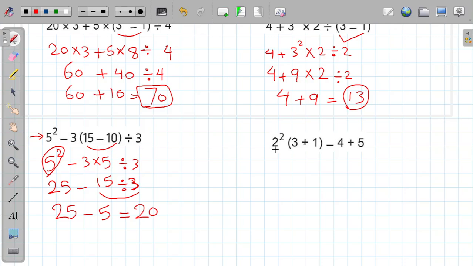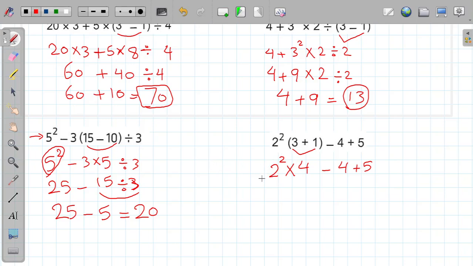The last one here is 2 to the second power times parentheses 3 plus 1, minus 4 plus 5. First, we do what's inside the parentheses. So 3 plus 1 equals 4. And we have 2 to the second power multiplied by 4 minus 4 plus 5.